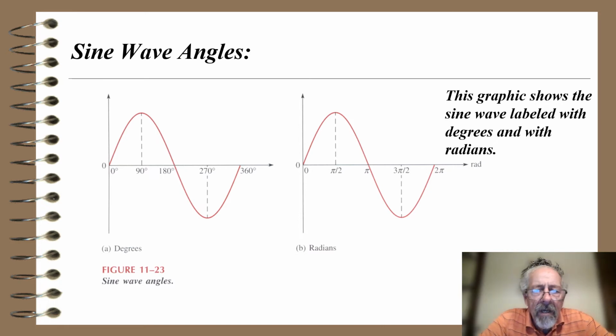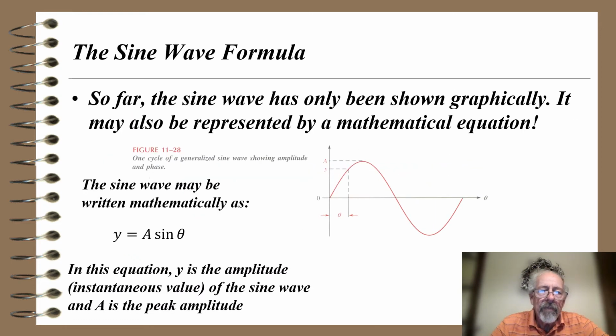So here's a figure that shows degrees in radians. 90 degrees becomes pi over 2 radians. 180 degrees is pi radians. 270 degrees is 3 pi over 2 radians. And again, the graphic shows the sine wave labeled with degrees and with radians. So is there a formula for the sine wave?